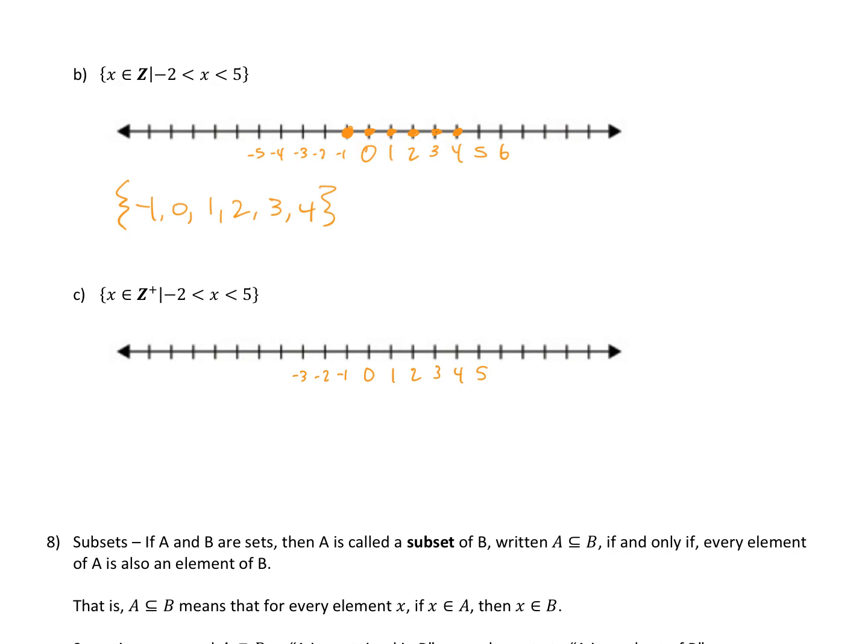So the first positive integer between -2 and 5 is 1. And then I've got 2, 3, and 4. Those are the positive integers before you hit 5. So if I use the roster method, I would have 1, 2, 3, and 4.